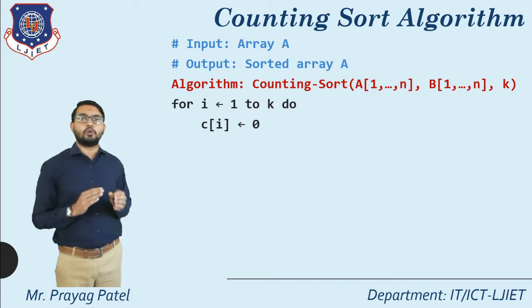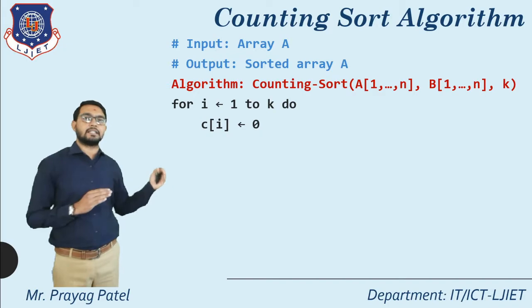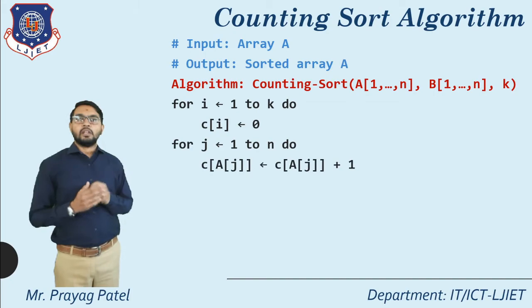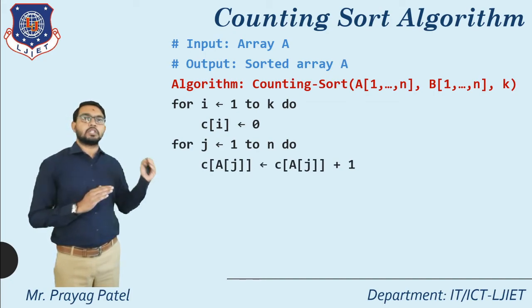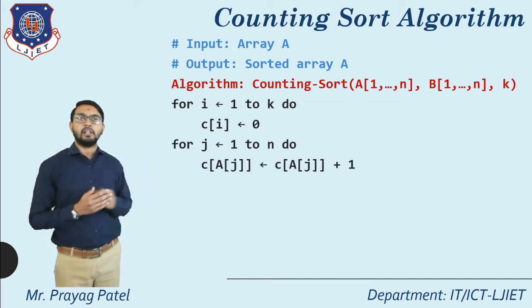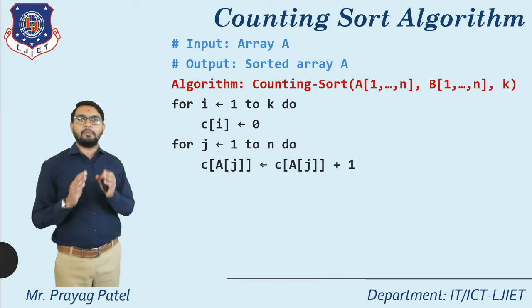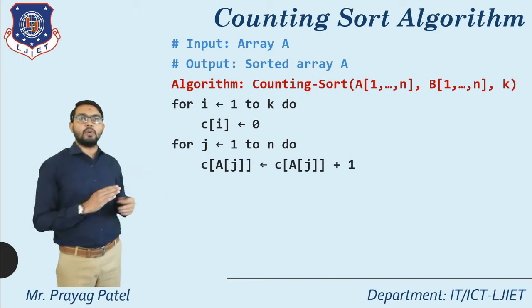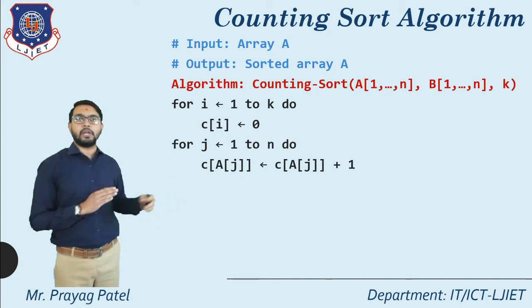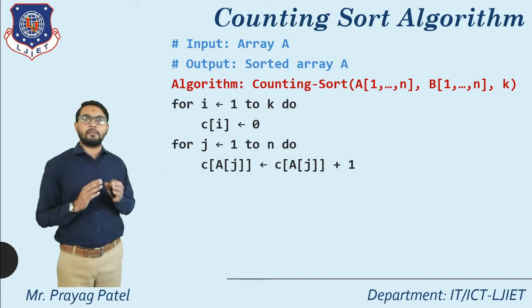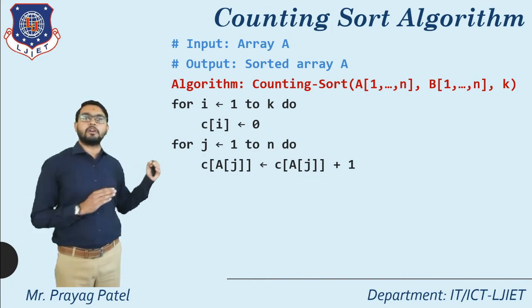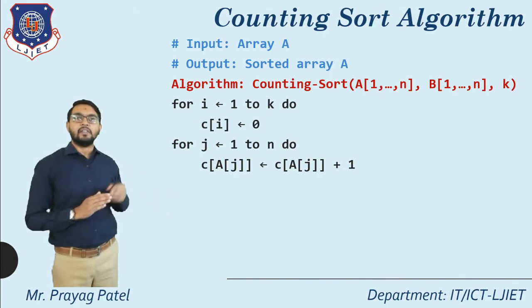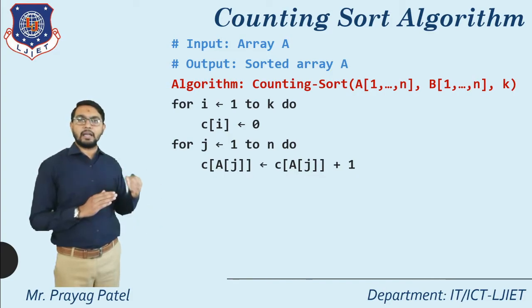C of I equal to 0 means C of 1, C of 2 up to C of 6 are initially 0. Now for J equal to 1 to n, C of A of J equal to C of A of J plus 1. This loop is executed to find a particular element from the array A and count how many times that element is repeated. That's why we use C of A of J equal to C of A of J plus 1. It means read the elements one by one and update the array C according to how many times a particular value is repeated.